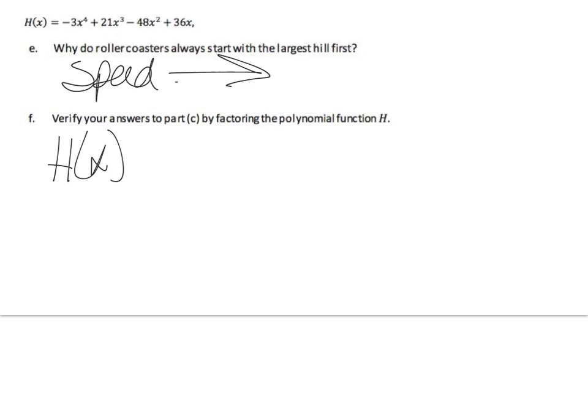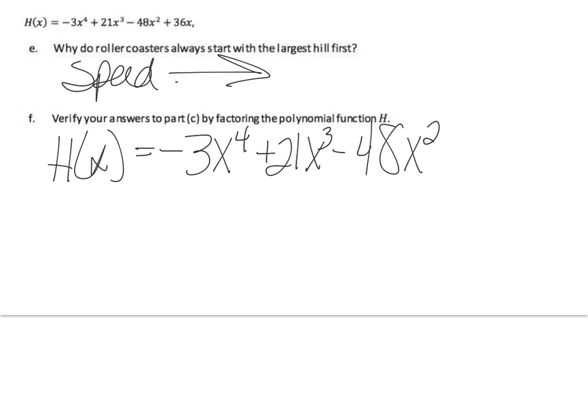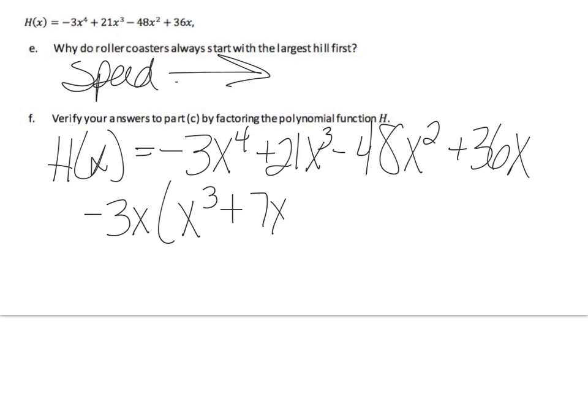Let's try it. h of x equals negative 3x to the 4th plus 21x to the 3rd, minus 48x squared plus 36x. There's a common factor here. I'm going to take out a negative 3x. I'm going to be left with x cubed, minus 7x squared, plus 16x.